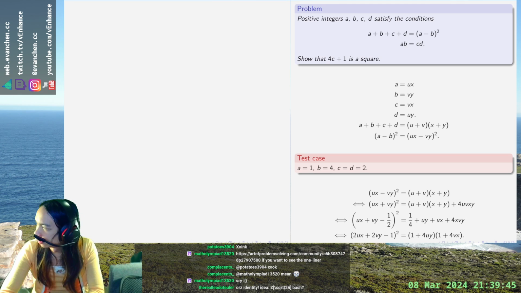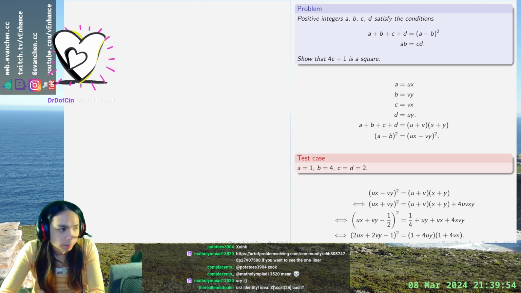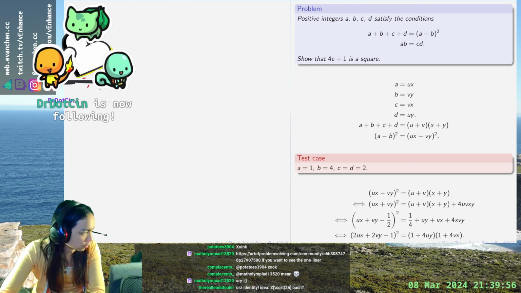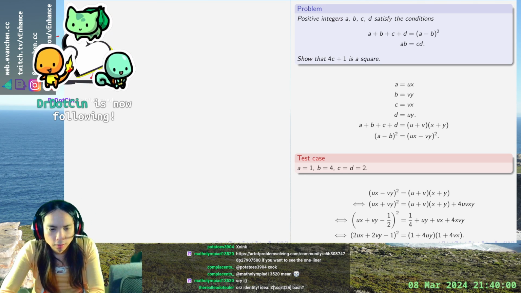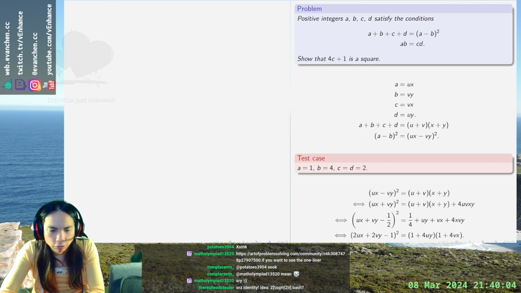Okay, so the claim about the quadratic that I kept ignoring in favor of VP earlier is that, starting from the equation u plus v, x plus y, thank you Dr. Dotson for the follow. We're going to define S and T to be the two sums, which we'll tacitly assume are non-zero, otherwise the other counterexample that we had earlier will kill us.